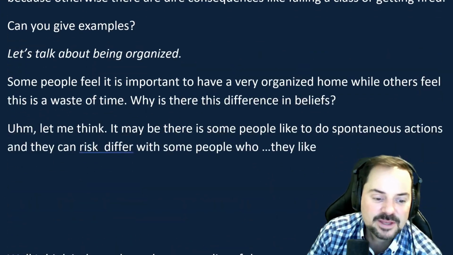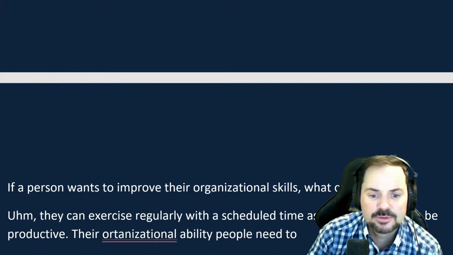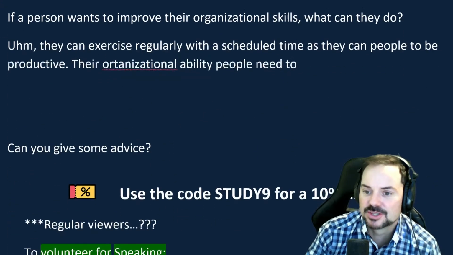Let's talk about being organized. If a person wants to improve their organizational skills, what can they do?